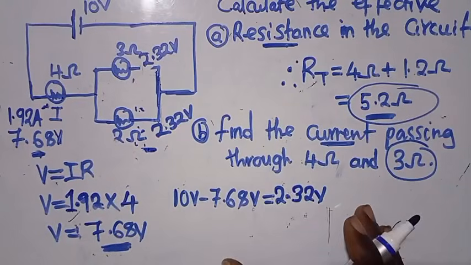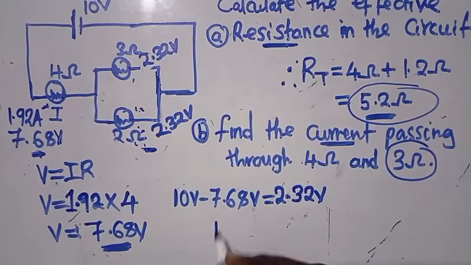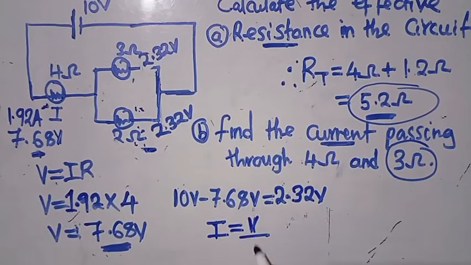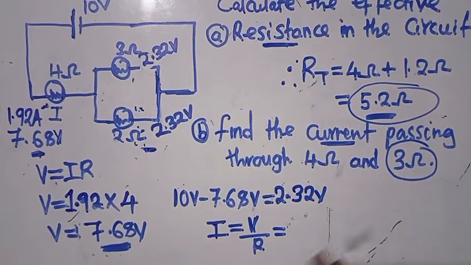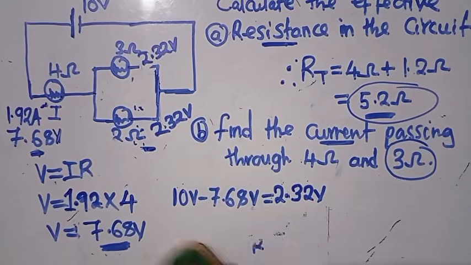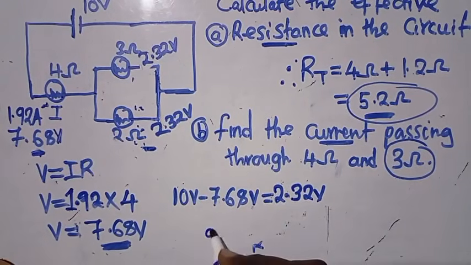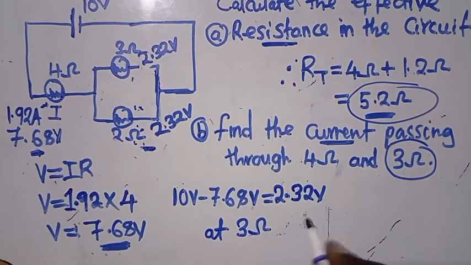So after calculating all these, that's when we can now proceed and say current is equal to voltage over what? Resistance. Where I'm going to say voltage is what? I want to find the current that is passing through the 3 ohm resistor. So let me do this at the 3 ohm resistor. So at the 3 ohm resistor, this is what I'm going to do.